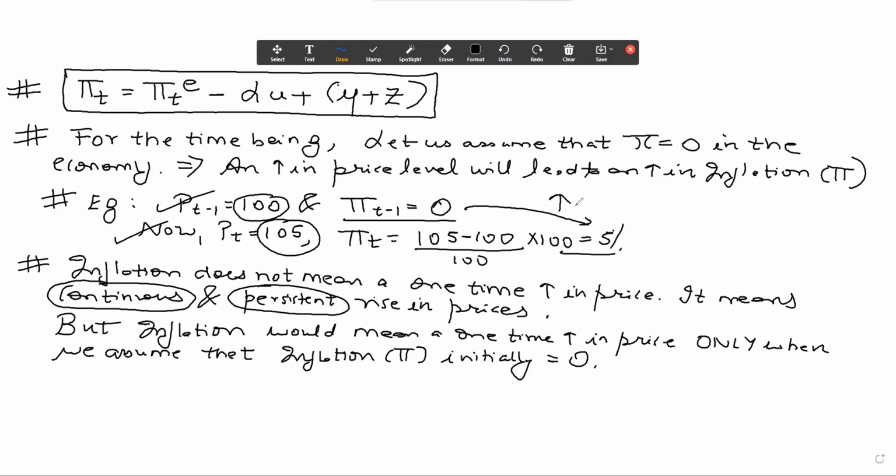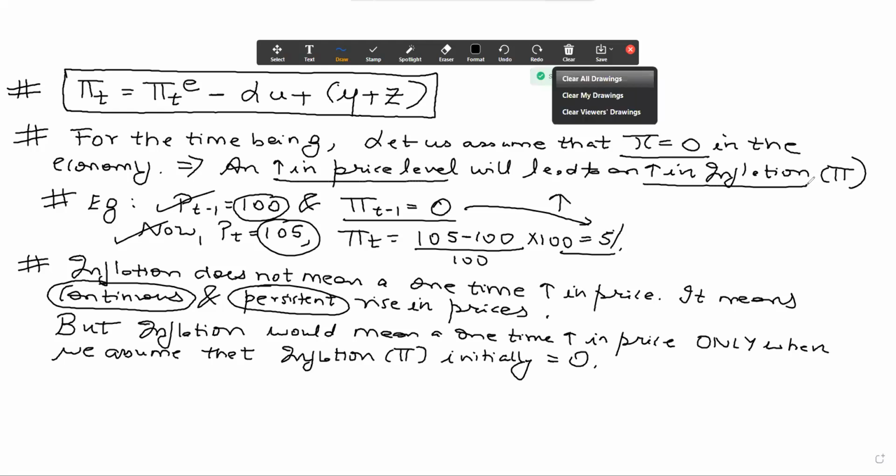That is why I have assumed that for the time being inflation is 0 in the economy, so that an increase in price level would lead to an increase in inflation. But guys, you all should understand that a one-time increase in price is not inflation. Inflation is a continuous and persistent increase in prices. But to make our model simple, we are assuming that inflation currently is 0, which means an increase in price level will lead to an increase in inflation. So I hope all students have understood that.